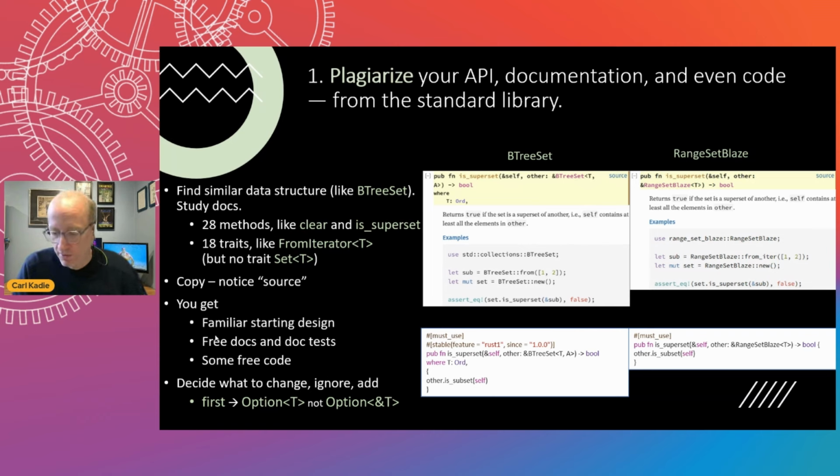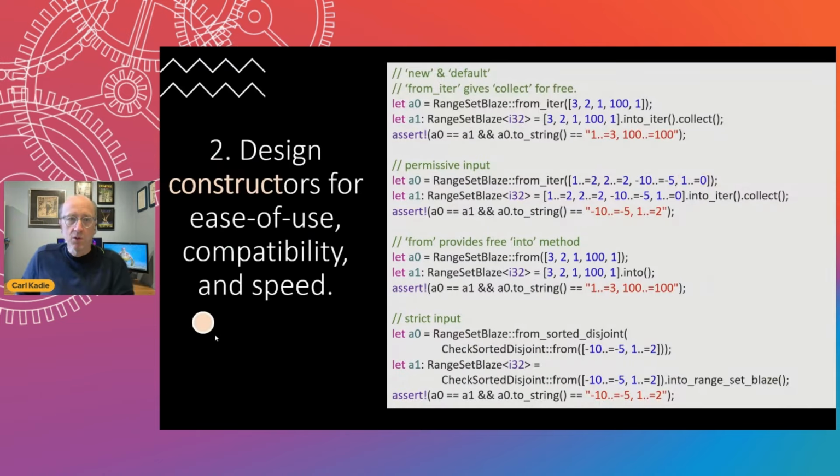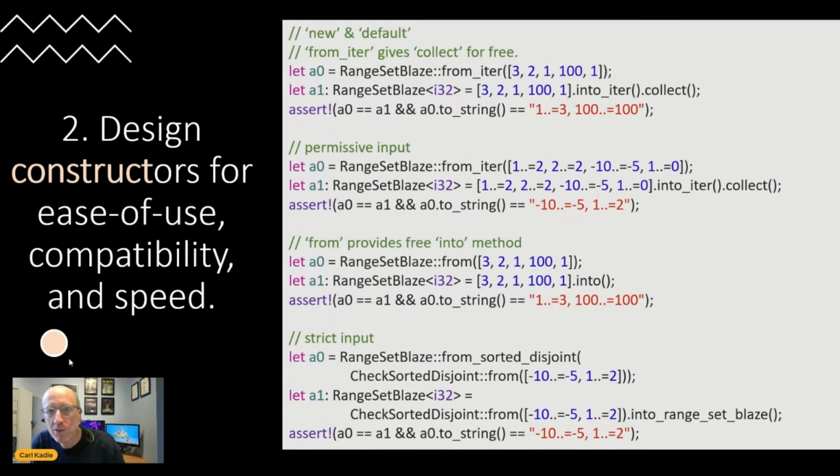Okay, let's go over to rule two. You want to design constructors for ease of use, compatibility, and speed. You'll almost always want to construct a new and a default constructor. In my case, and in most set-related data structures, they would create an empty set. They'd represent the empty set.